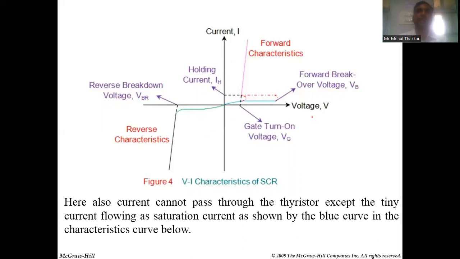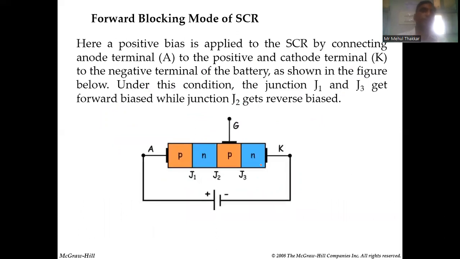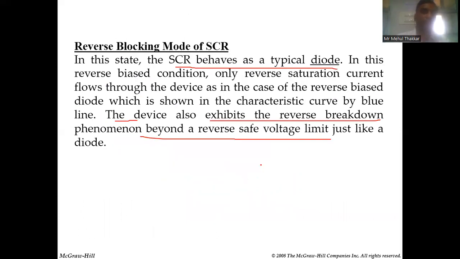So this is our VI characteristic of SCR. As we know, on the x-axis we have the voltage, on the y-axis we have the current. If you observe the reverse bias characteristic, you will have it like this. Very minor current, and if you apply the reverse breakdown voltage or more than that, then there will be breakdown, same as the diode, as you can observe over here. So this is the first mode, which is the reverse blocking mode of the SCR.